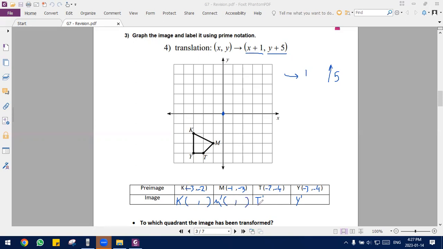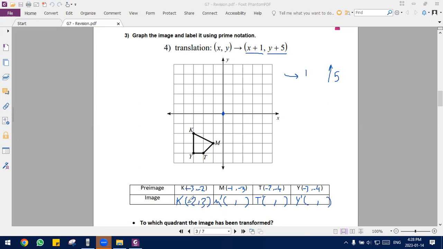So how to find x? You need to add 1 to the original value. How to find y? You need to add 5 to the original value. So here, minus 3, if I need to add 1, it will be minus 2. Then here we have the y value is minus 2. I should add 5. So minus 2 plus 5 is 3.